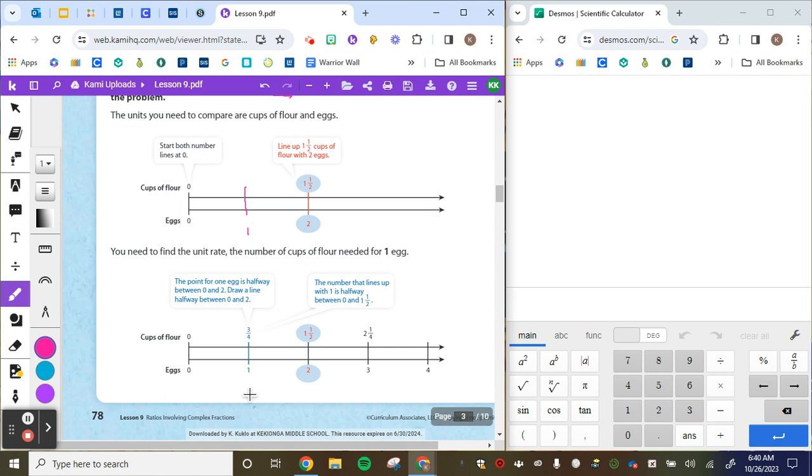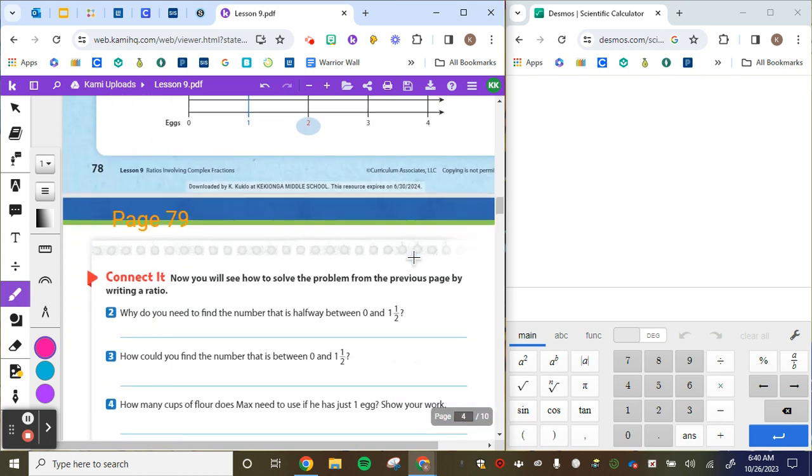You also might in the future have to find more than that. So what if he wanted to use 3 eggs? Then we could still do a double number line. We just have to be careful that we understand how to solve it. I'm going to show you 2 different ways that you can find unit rates today.